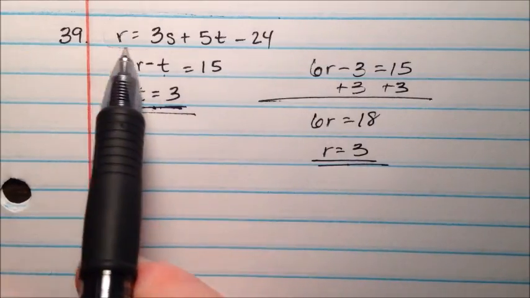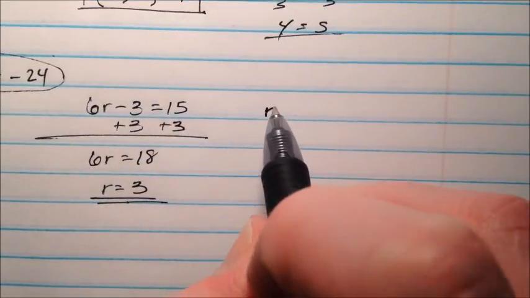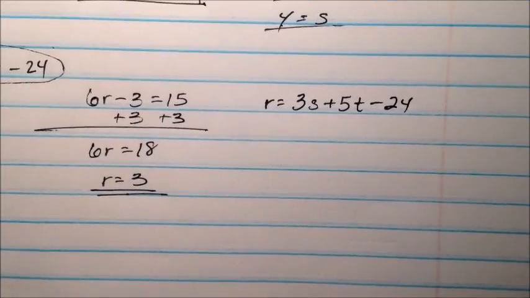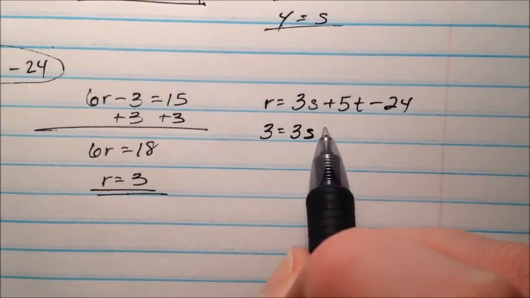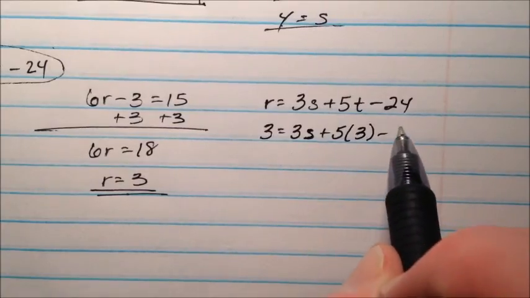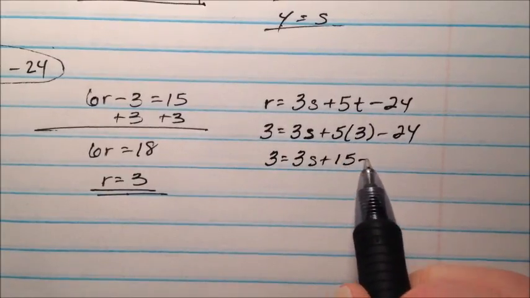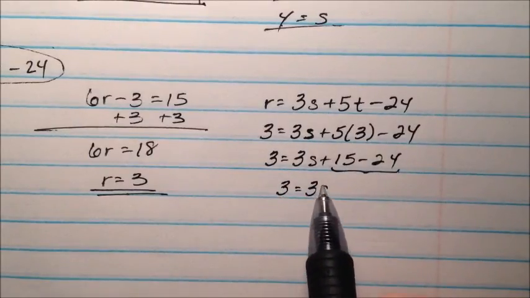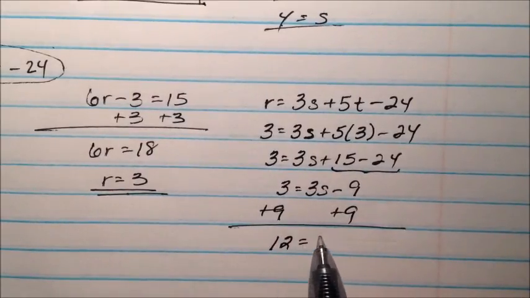So let's go ahead and put those into this first equation that we had. I'm going to go ahead and rewrite it over here so we have a little more room. So r equals 3s plus 5t minus 24. So r is 3. 3s, that's what we're looking for, is the s now. So plus 5t, and t is 3, minus 24. So 3 equals 3s plus 15 minus 24. And then I have some like terms I can combine right there. So it'll be 3s minus 9. When we add 9 to both sides, we'll get 12 equals 3s. So s will end up being 4.